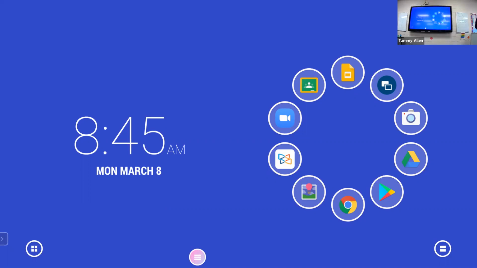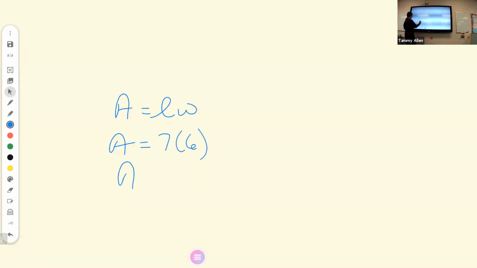Number two, what is the formula we would start with to find the area of that rectangle? Abby? Area equals length times width. What then would our second step be for that, Abby? 7 times 6, giving us an area of what? And it was square inches because we were talking area.